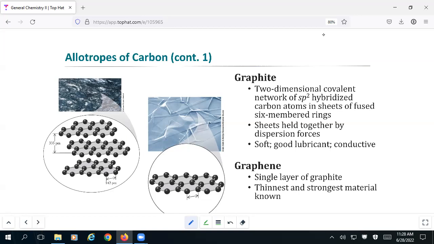Now, closely related to that is something called graphene. Graphene is a single layer of graphite. So if we take that ring structure and remove all of the other rings and just focus on a single layer, that is what graphene is. And to note, it is among the thinnest yet strongest materials available.